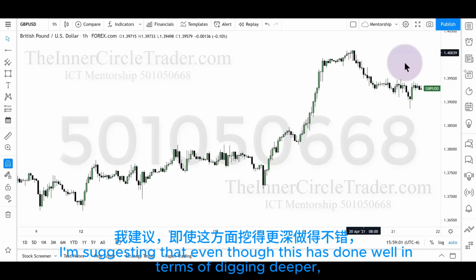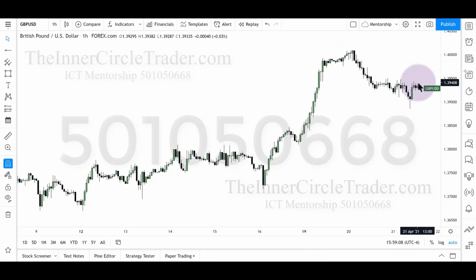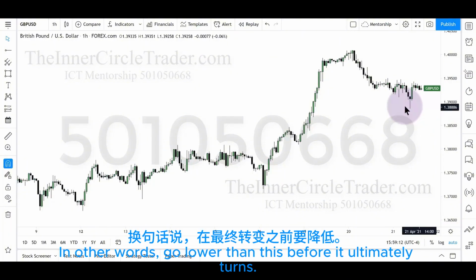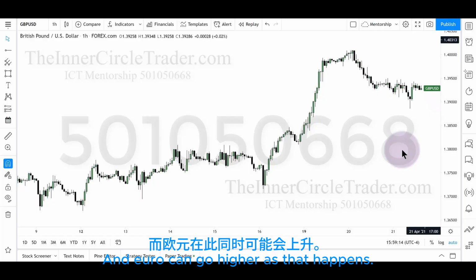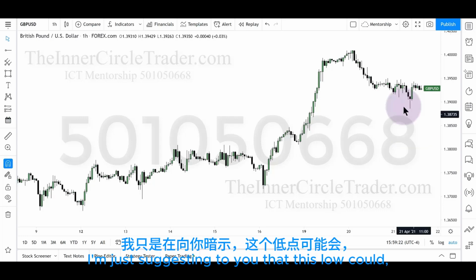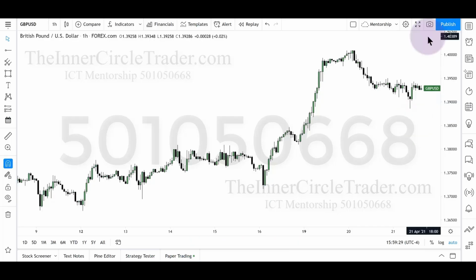I'm suggesting that even though this has done well in terms of digging deeper and attacking sell side liquidity, it could go lower and take that one out. In other words, go lower than this before it ultimately turns. And euro can go higher as that happens. Okay, so just be mindful of that. I'm not bearish on cable. I'm just suggesting to you that this low could in fact be taken out again before it goes higher.